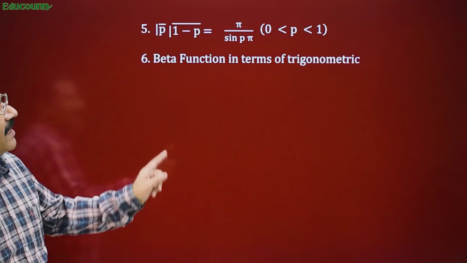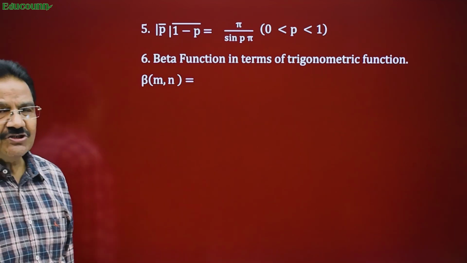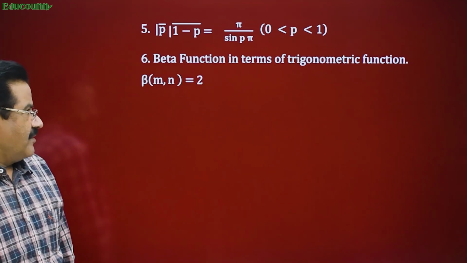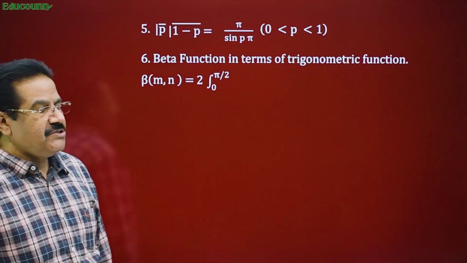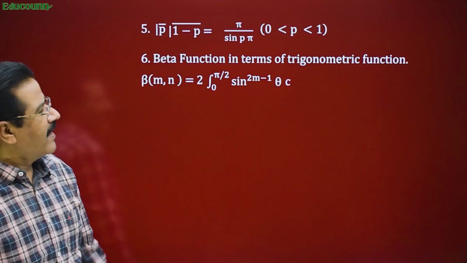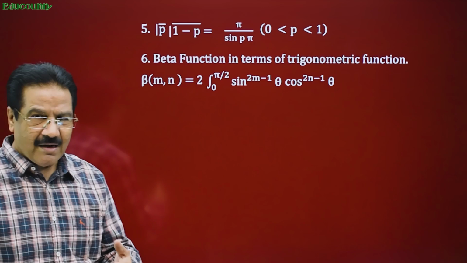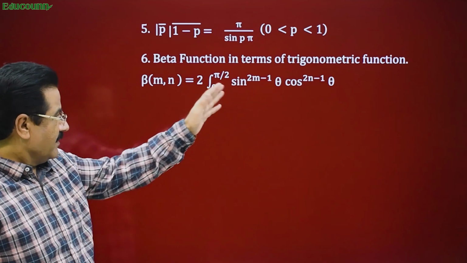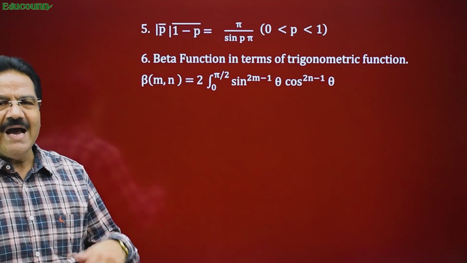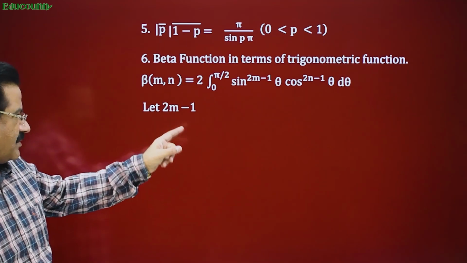beta function in terms of trigonometric functions. The original formula of beta function in terms of trigonometric terms is like this: 2 times integration 0 to pi by 2 sin raised to 2m minus 1 theta multiplied by cos raised to 2n minus 1 theta d theta. Now, whenever we want to convert trigonometric terms into beta function, this is a quite complicated formula. So, we are going to make it simple by doing a substitution. So, let us do the substitution.